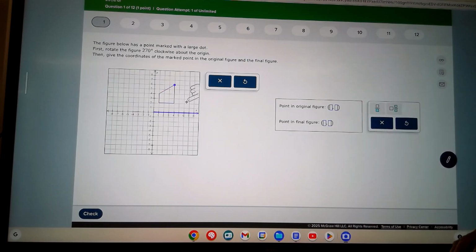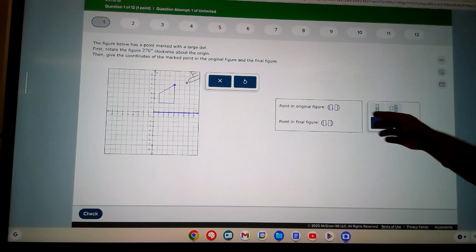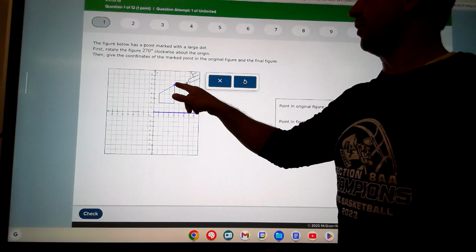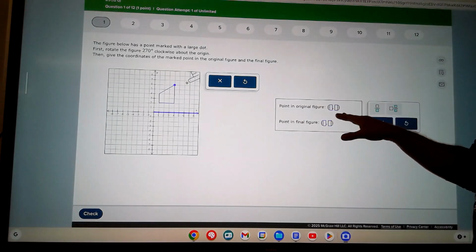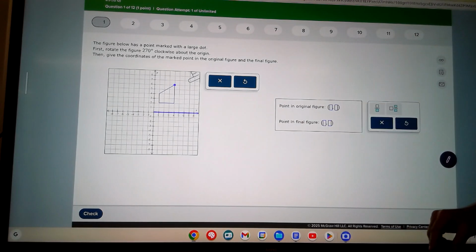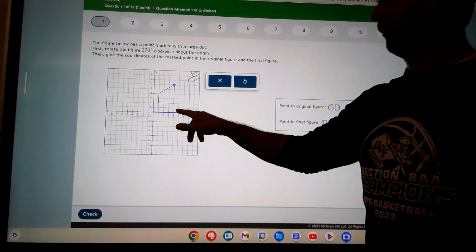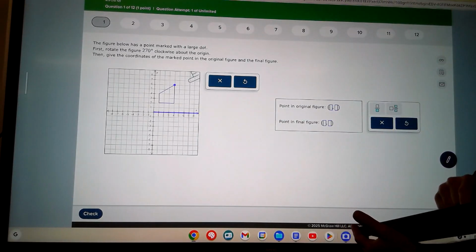This is number 1 here. It says figure below has a point marked with a large dot. You've done ones like that before. They want you to first put the point where we started. So plot the original point right there. So the original point is at 4, 6. So I'll put 4, 6 in there.